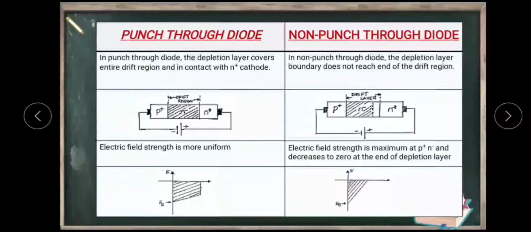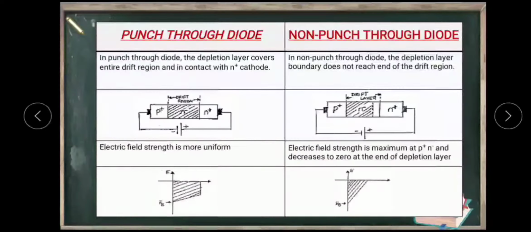In case of punch through diode, the electric field strength is said to be more uniform. So what is that more uniform? It is almost constant, that we call more uniform. In case of non-punch through, the electric field strength is maximum at the P plus N minus junction, and it reaches 0 at the end of the depletion layer. So it gradually decreases to 0 at the end of the depletion layer. This we call a non-punch through diode.